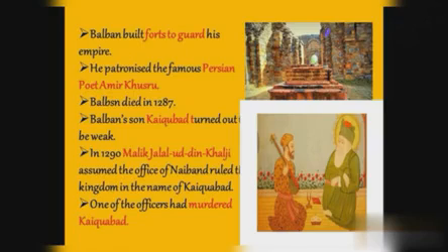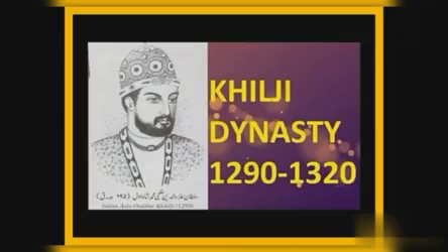Balban died in 1287. Balban's son Kaygubat turned out to be weak. In 1290, Malik Jalauddin Khalji, the commander of the army, assumed the office of Naib. Naib means deputy of the Sultan, and he ruled the kingdom in the name of Kaygubat. Then, one day, Jalauddin sent one of his officers and had Kaygubat murdered. Jalauddin then formally ascended the throne. With him began the rule of the Khalji dynasty.